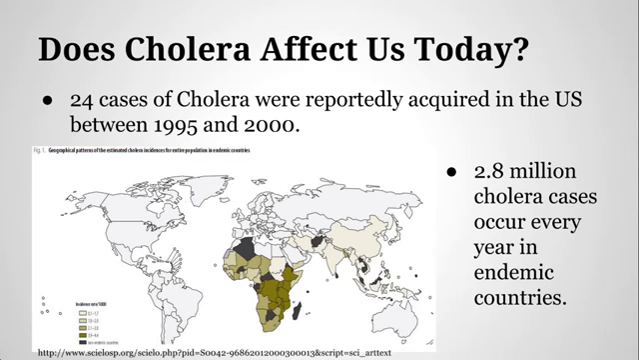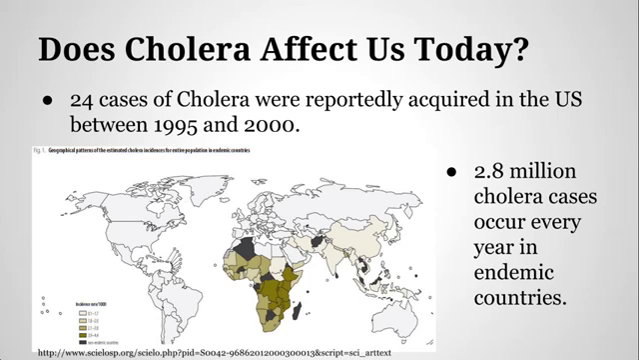So according to Sajib Handa, who is the director of the Department of Medicine at Rhode Island Hospital, 24 cases of cholera were contracted in the U.S. between 1995 and 2000. At this point, it's safe to say that we're not really affected by cholera in the U.S. because of our good water and sanitation systems, but citizens traveling to other countries, especially developing countries, need to be aware of the risk because 2.8 million cholera cases occur every year in endemic countries.